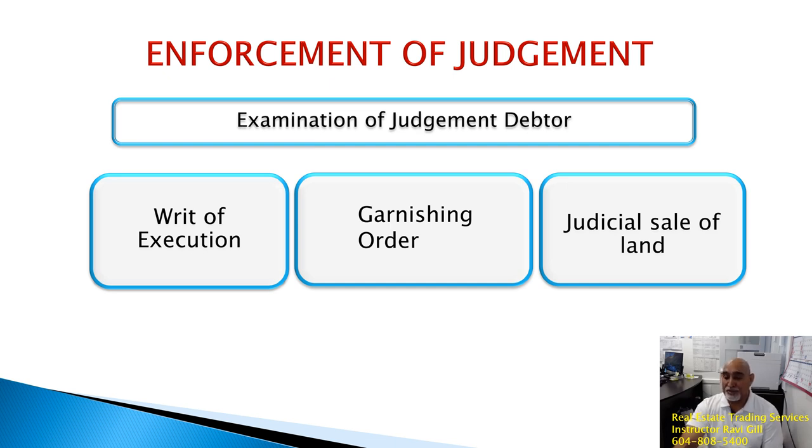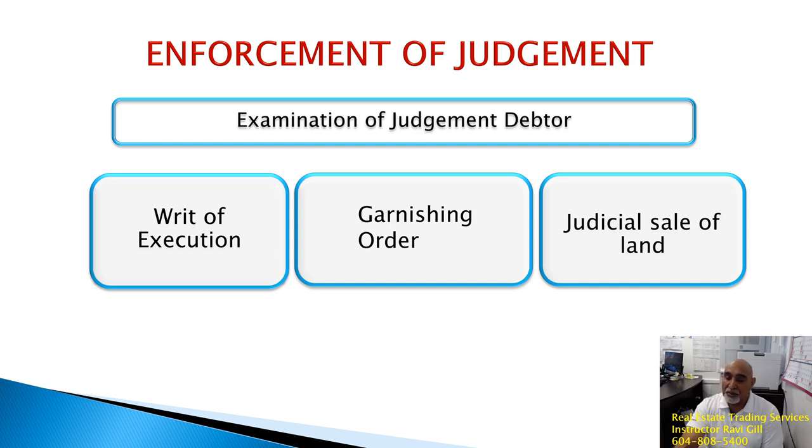Then there's these three. It's either one of these three. The judge will decide which of the three is going to be applied to the judgment debtor. Okay, this is automatic. Examination must happen in order to determine the amount that the judgment debtor has, and his job, and his house, and so on. Then it's either examination plus the writ of execution, examination plus the garnishing order, or examination plus the sale of the land.